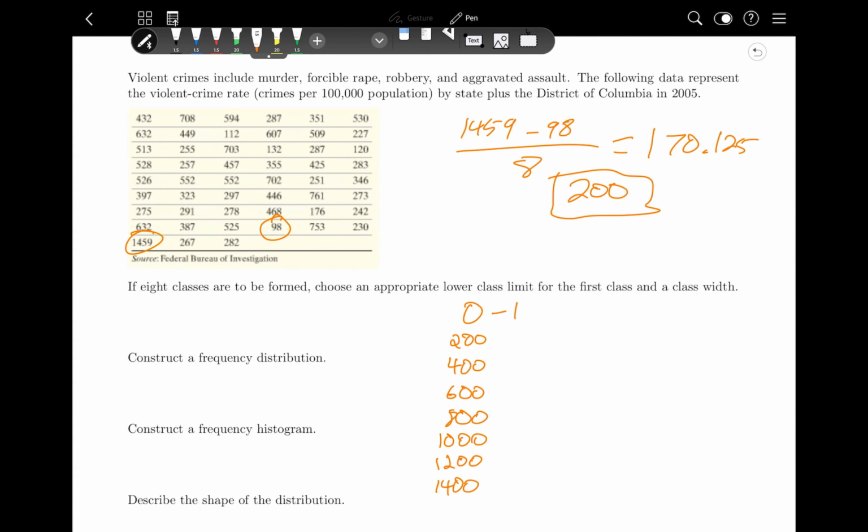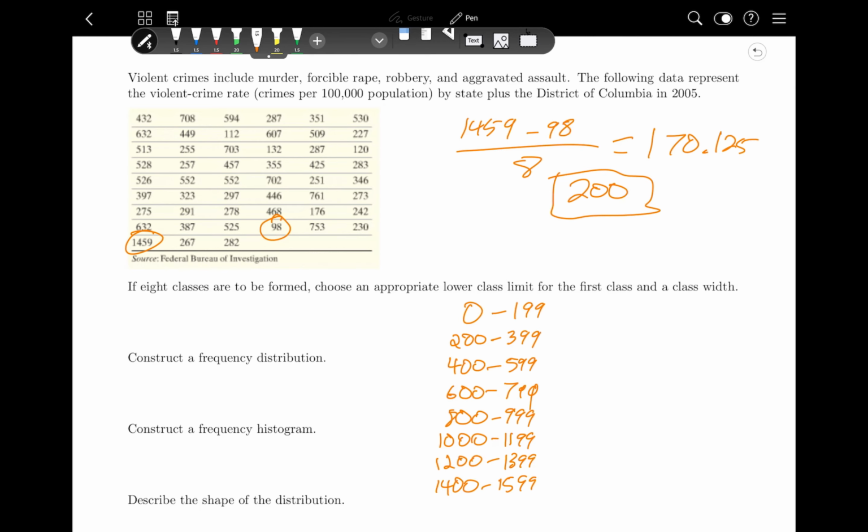So the upper class limits would be 199, 399, 599, 799, 999, 1199, and 1399, and then 1599.